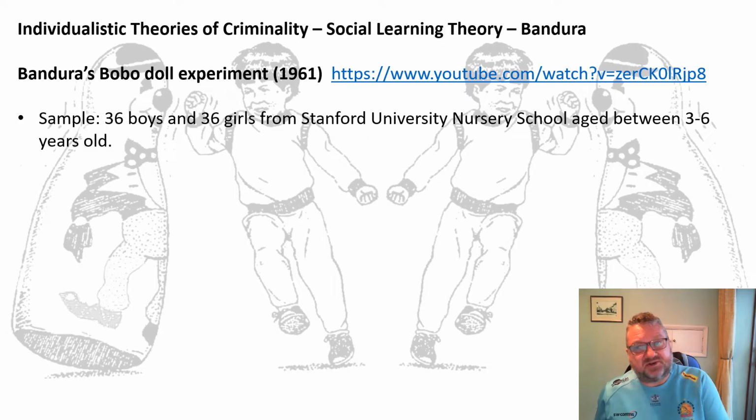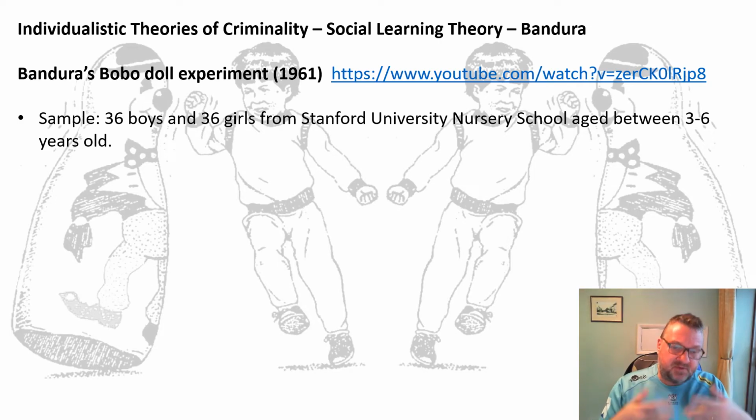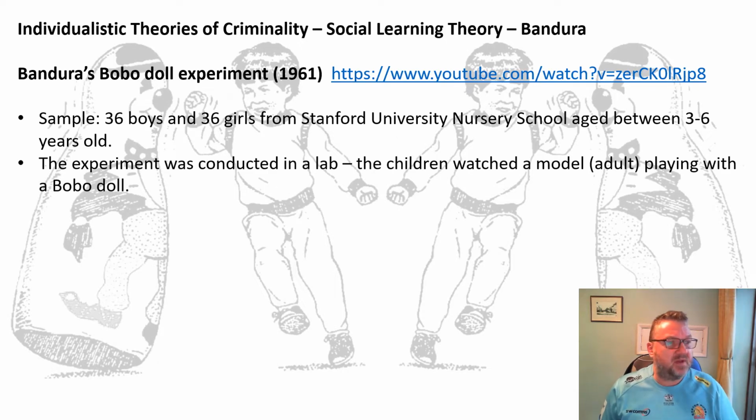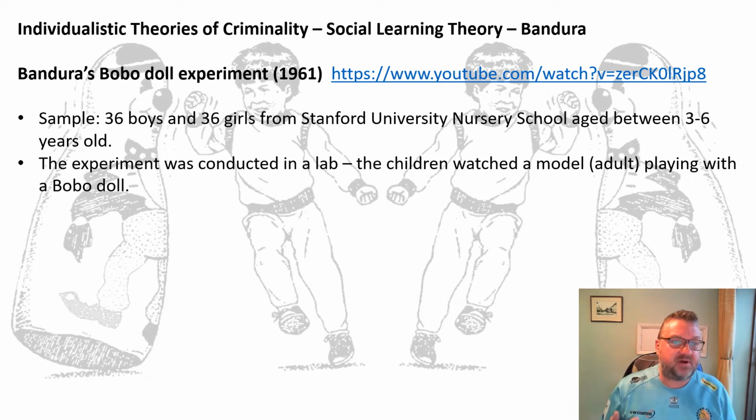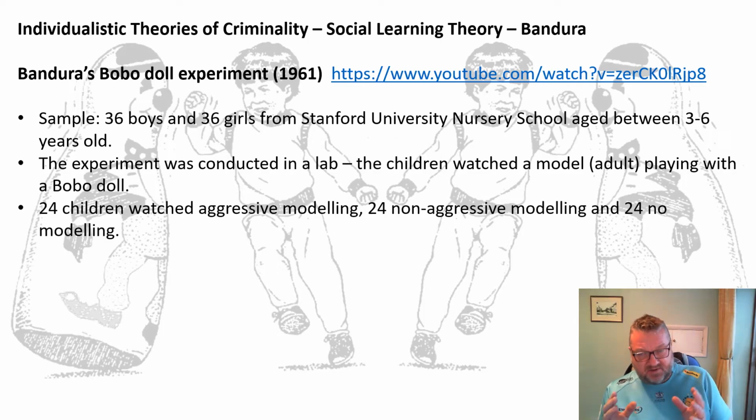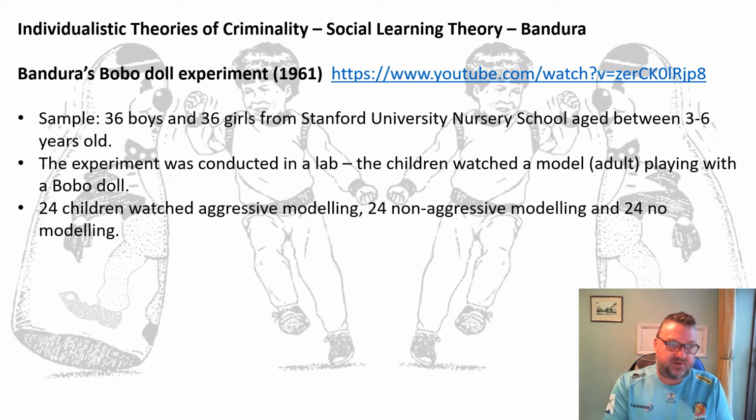But what Bandura did is he took a sample of 36 boys and 36 girls from Stanford University Nursery School, and they were aged between 3 and 6. And he was looking to see how people imitate role models. The experiment was conducted in a lab. The children watched a model, which would be the adult, playing with a Bobo doll. And the way they did it was 24 of the children watched the model playing aggressively with the Bobo doll. 24 other children watched the model playing non-aggressively with the Bobo doll, and 24 children saw no modelling whatsoever. So that way Bandura was ensuring that he had control groups.